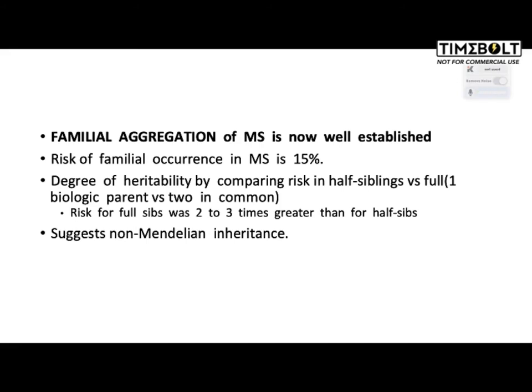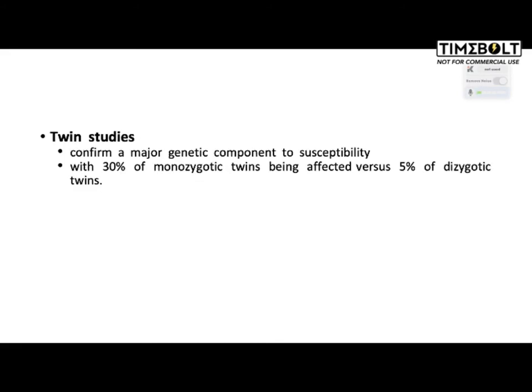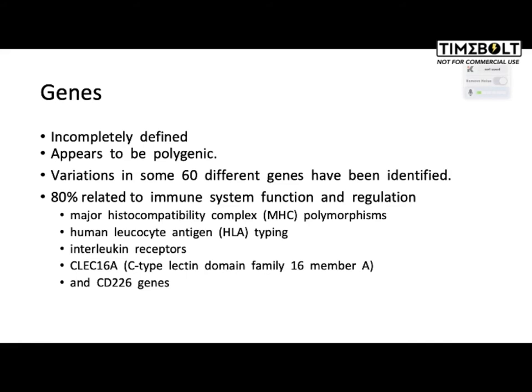What is a half sibling? A sibling with one biological parent in common, versus two in common for a full sibling. If two of the biological parents are affected, then the risk is 2 to 3 times greater as compared to if one biological parent is affected, which is for half sibling. This suggests non-Mendelian inheritance. Twin studies also suggest increased susceptibility. 30% of monozygotic twins are affected as compared to 5% of dizygotic twins. The genes are incompletely defined, and appear to be polygenic.